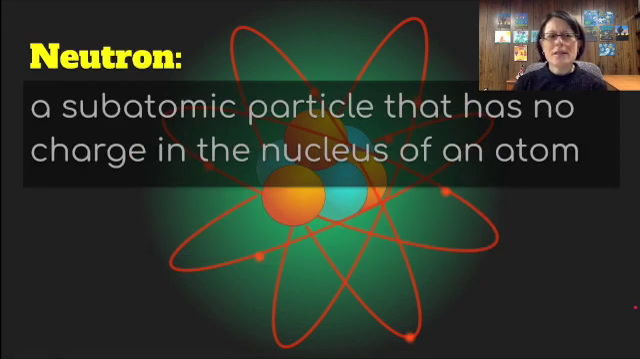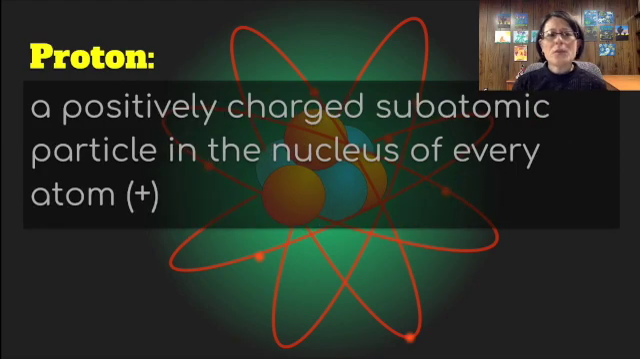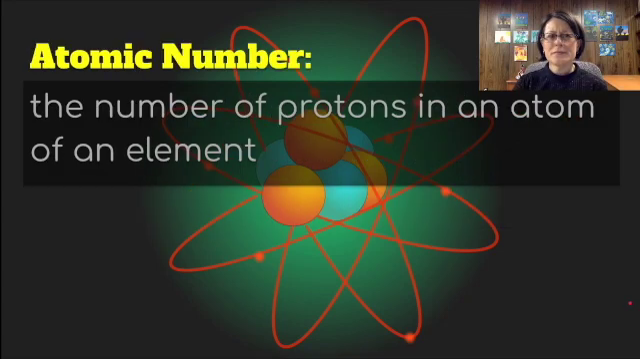Now, a neutron is a subatomic particle that has no charge in the nucleus of an atom. Absolutely no charge. And so that's why it was the last particle to be discovered of the ones that we're talking about. The proton is a positively charged subatomic particle in the nucleus of every atom. And the atomic number, when we take a look at that, is the number of protons in an atom of an element. So atomic number equals the number of protons.